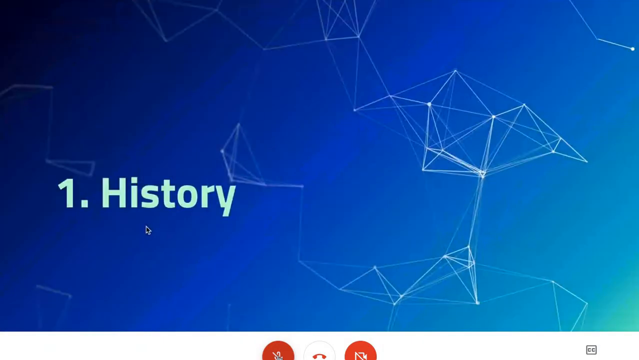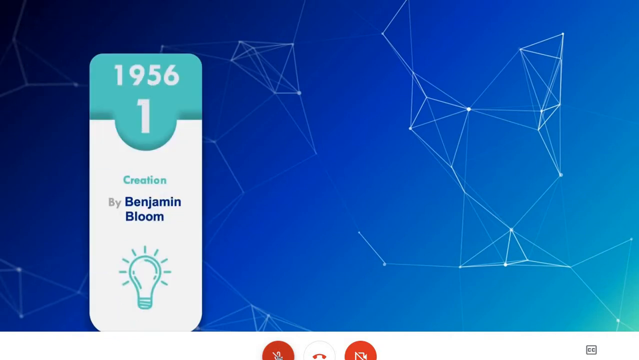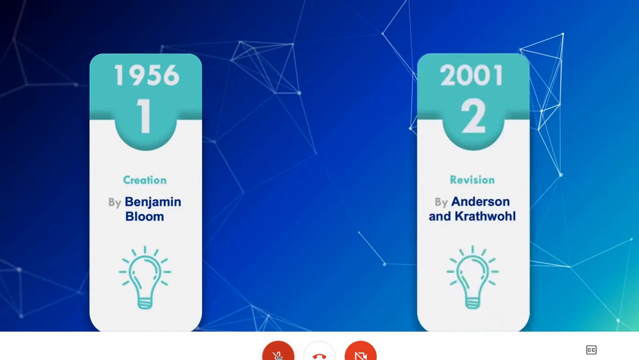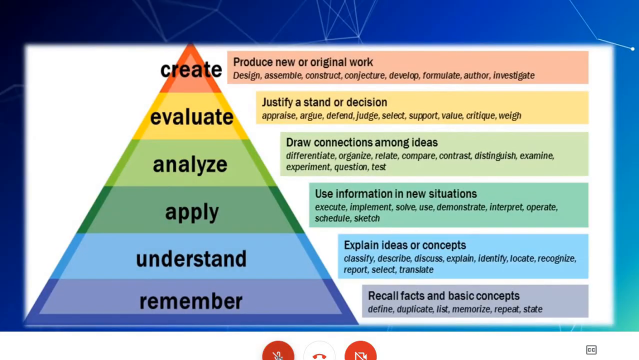Now let's go to Bloom's taxonomy and try to understand a little bit about it. Now, the history of Bloom's taxonomy. Bloom's taxonomy was first created in 1956 by Benjamin Bloom, who was a psychologist. It was used without any changes until it was revised by Anderson and Krathwohl in 2001. What are the changes that were made? Let's take a look at the taxonomy so you would understand.